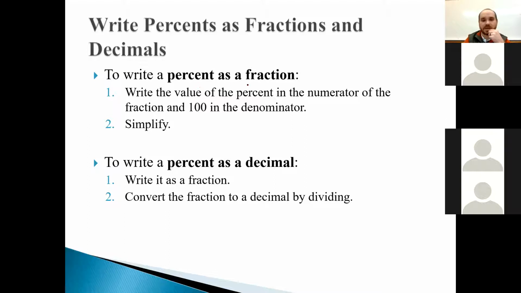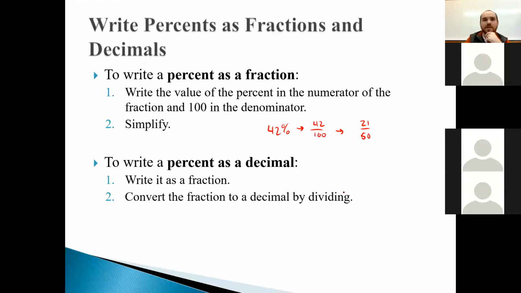But to write a percent as a fraction, this is what I just talked about. Write the value of the percent in the numerator of the fraction and 100 in the denominator, then simplify. So like I was just saying, write whatever the number is. So let's say you had 42%. You would write this as 42 over 100. That would be step 1. And then step 2 is to simplify. So this one we can break down to 21 over 50. And I don't think we can reduce it beyond that.